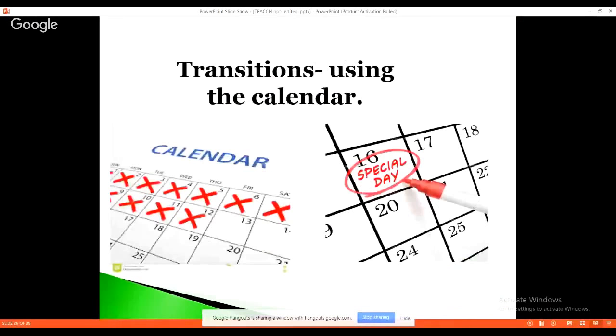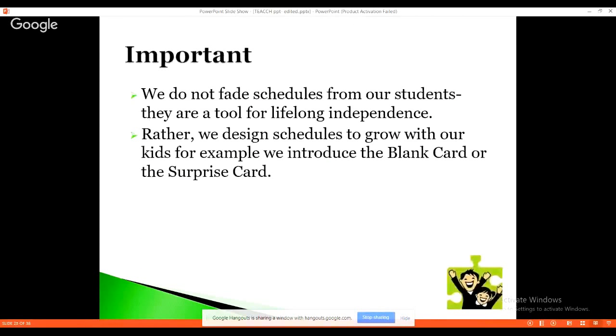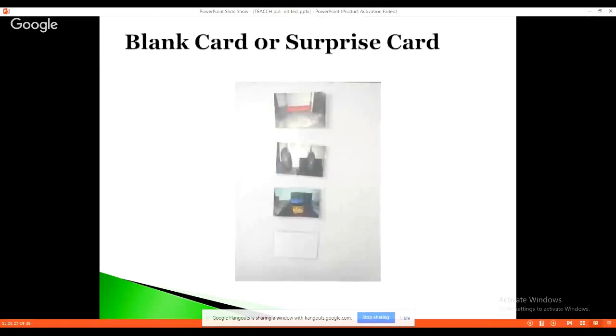I go here and I go to my slideshow. All right, so we did all of these. So these are the transitions that we discussed. We did the visual schedule, and we did the blank card, the surprise card. You see here, they have a blank card which is kept over here. But I wouldn't keep it in the end, I would keep it somewhere in between, so that the child decides.